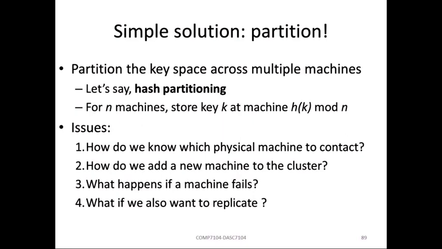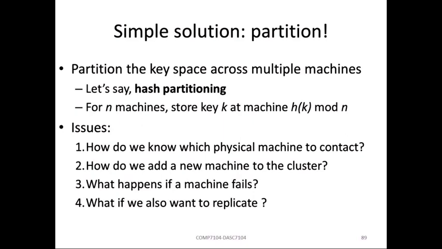For instance, we could use hash partitioning. We could use n machines and store each key at a predefined machine, for instance, by applying a hash function that has as output 1 to n, let's say, or 0 to n minus 1. Now, the issue with that, of course, is when we query such data, we need to know which physical machine to contact. If we have the key, of course, we can apply the same hash function and that would work.